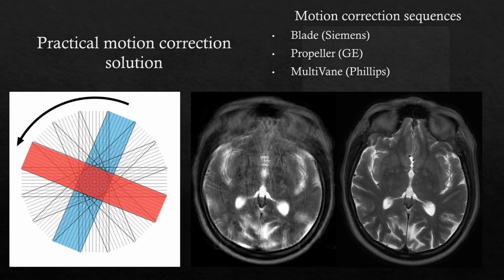These usually are available on most systems. They do have different names, different manufacturers all have different names, so BLADE, PROPELLER, MultiVane, and other less popular brands that also have similar versions.